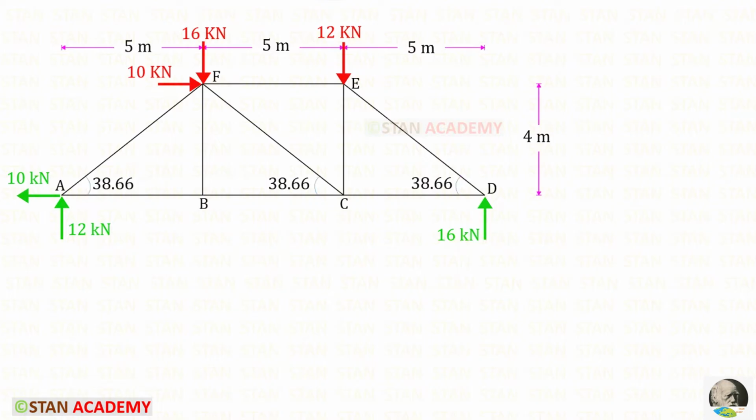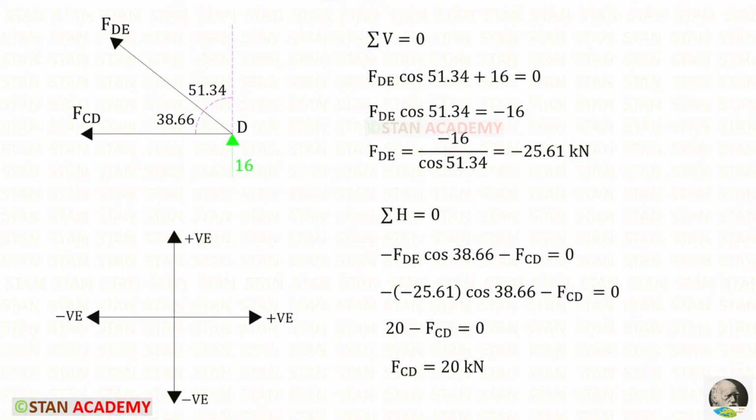First, I am going to take joint D and find the member forces. I am going to use method of joints to find the member forces. Similar kind of statically determinate structure I have already analyzed. This is in the description. You can see that for getting more idea in method of joints. Also, I am going to use only cos theta. If you wanted to use sin theta as well, you can do that. 90 minus 38.66, we will get this angle 51.34.